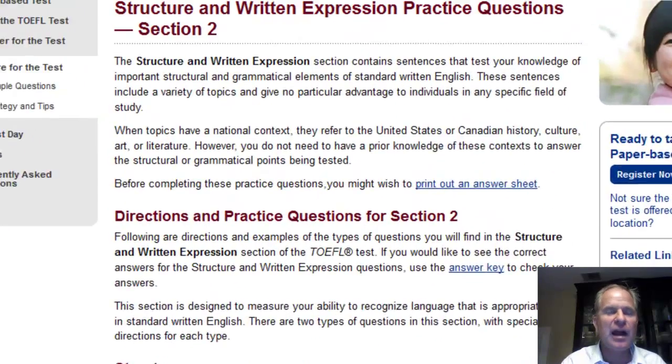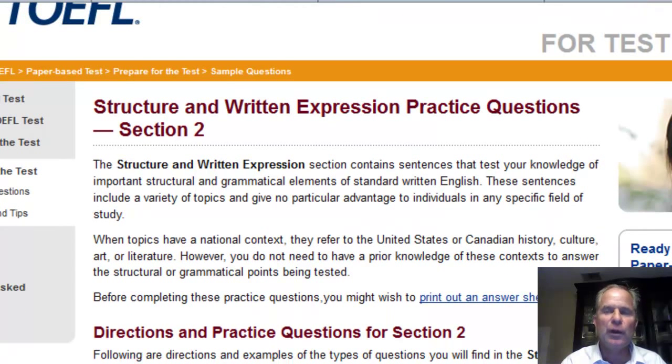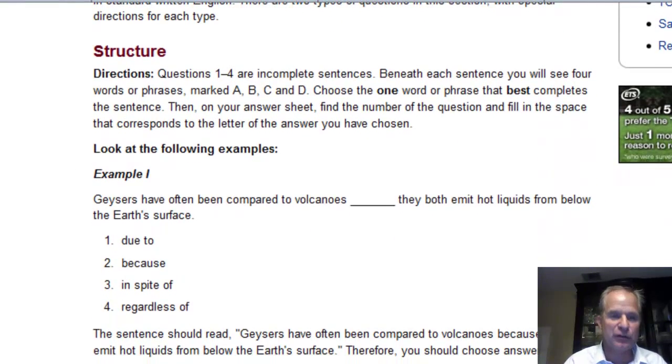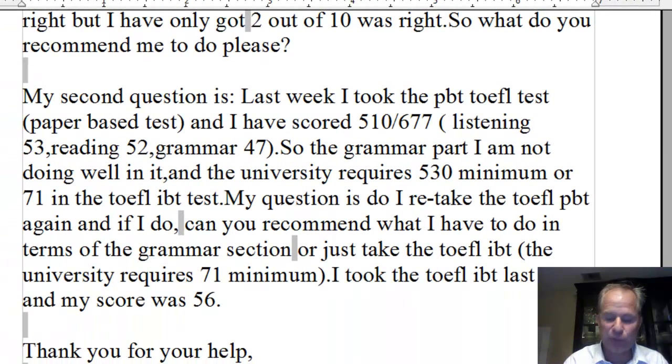Now let's take a look at the ETS structure and written expression questions, section 2. So what we want to get into right now is called strategy, right? There are really two things that you want to do. There are two basic strategies, I think, for answering questions on the TOEFL IBT. Number 1 is what's called the intuitive approach, and the other is called the analytical approach to answering those questions.